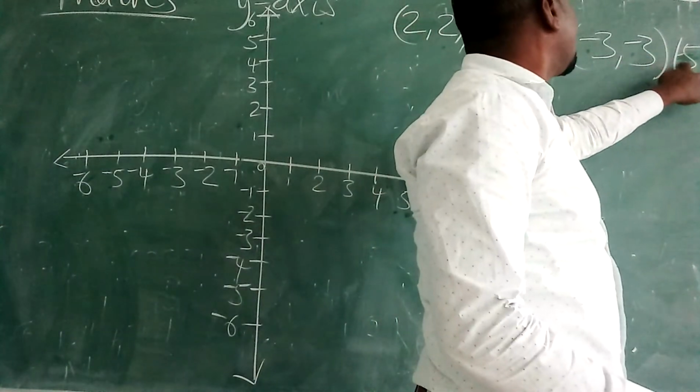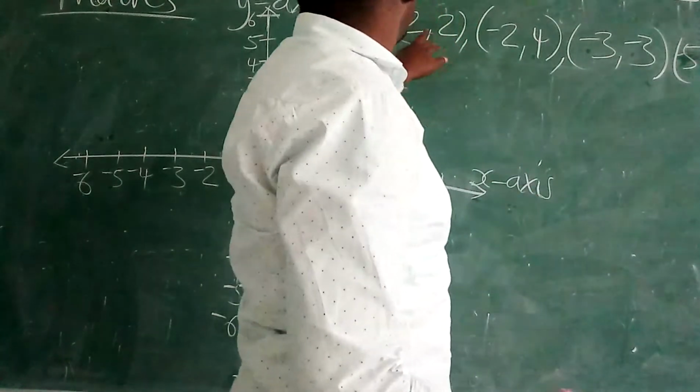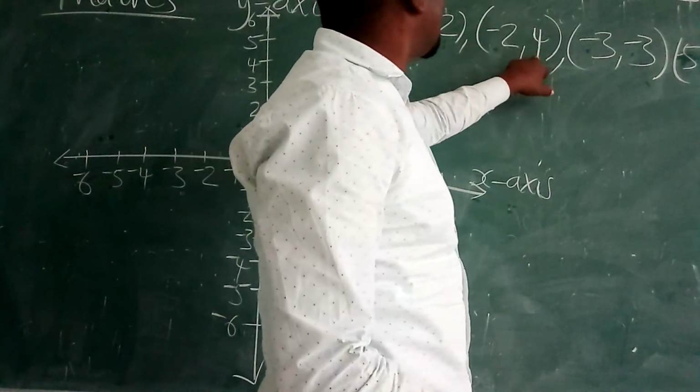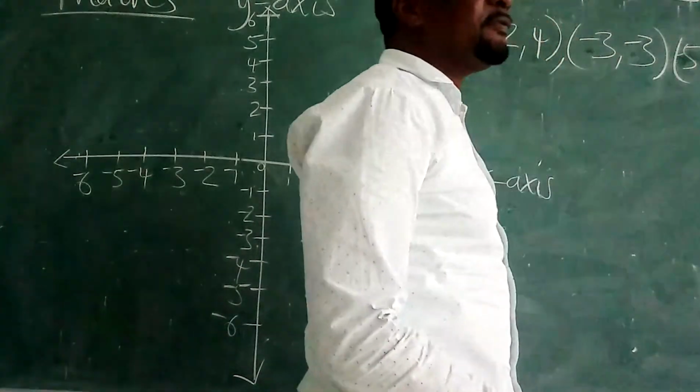When we look at these numbers, we have 2 and 2, negative 2 and 4, negative 3 and negative 3, then we have 5 and negative 4. This one is positive, positive. This one is negative and positive. Negative, negative, then positive and negative.